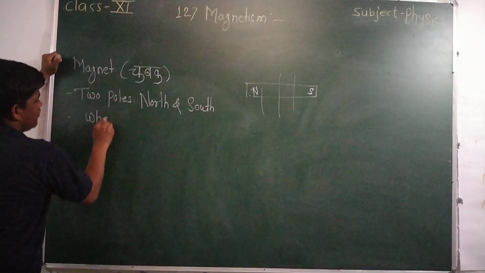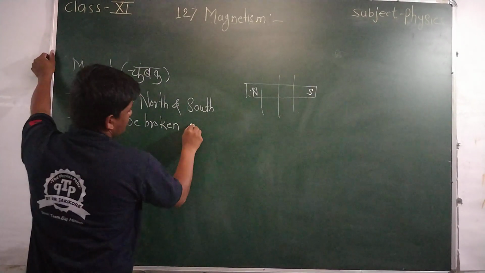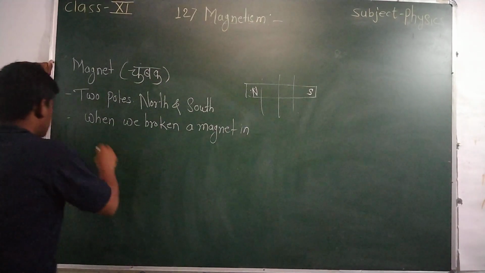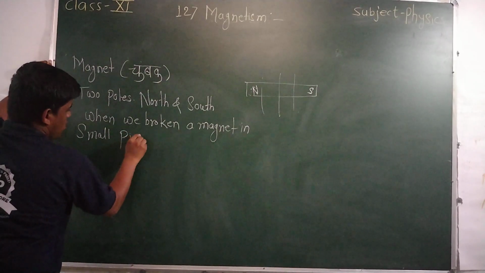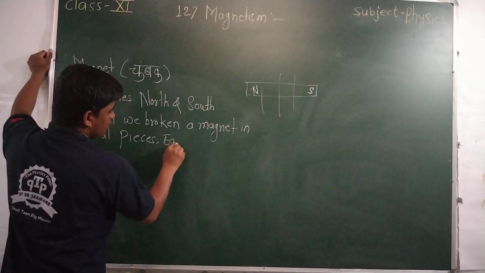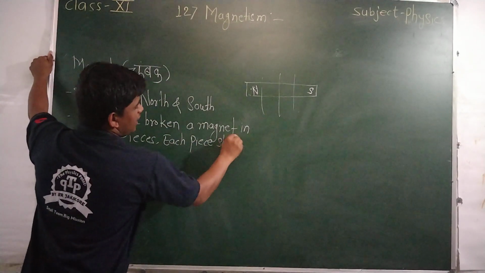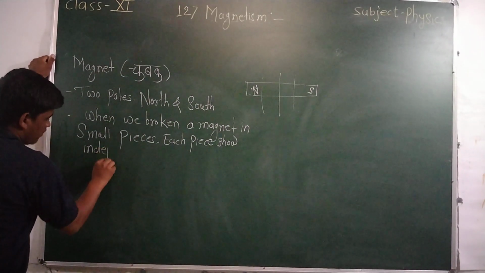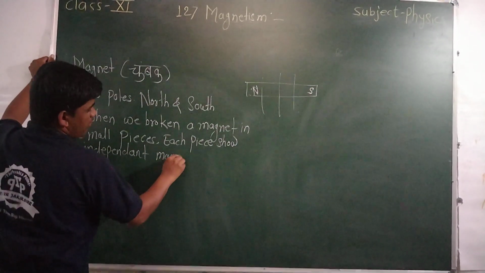When we break a magnet into small pieces, each piece shows the independent property of a magnet, that is, it is an independent magnet.